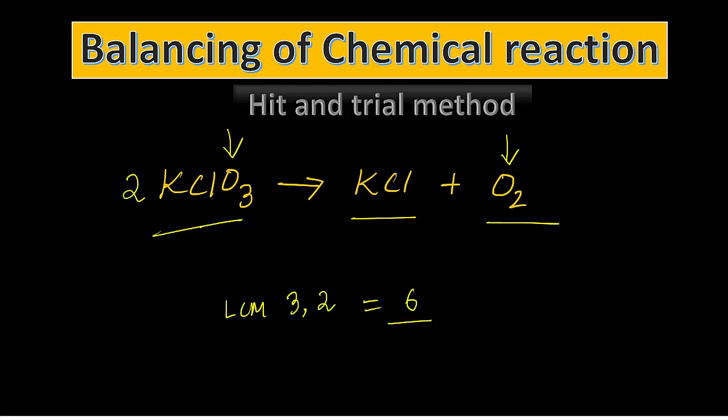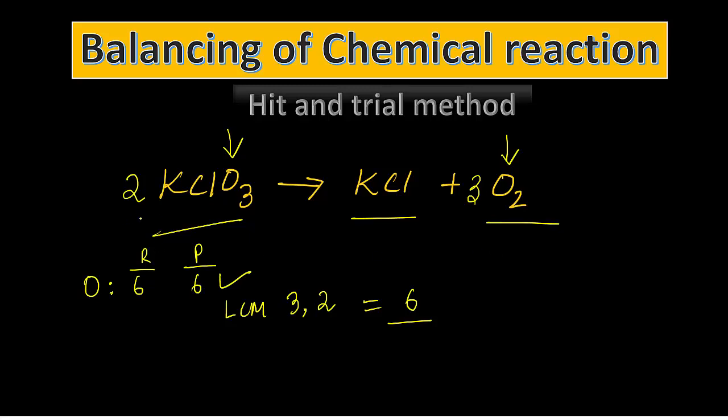So now what is the number of oxygen atom? That is equal to 6. And what is the number of oxygen atom in the product? That is only 2. So I can place 3 before the oxygen. So at the product side also, the number of oxygen atom is 6. Now the oxygen atom is balanced.